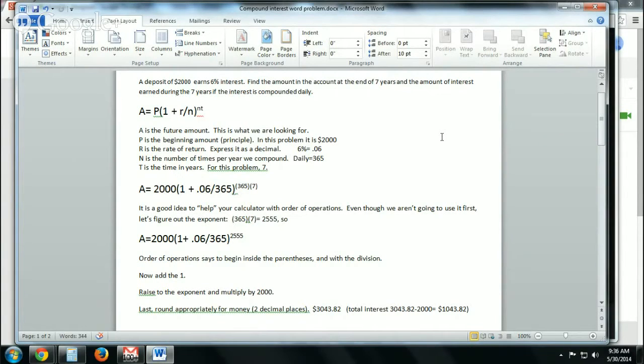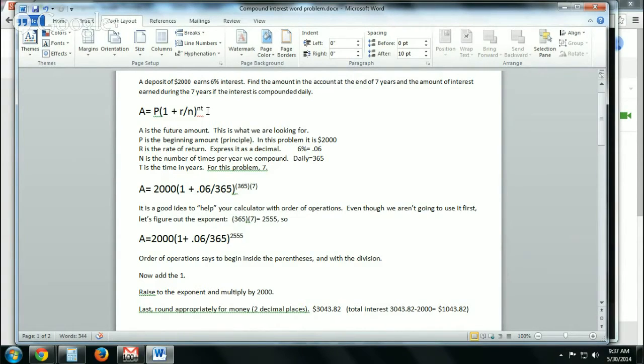Let's talk about using the calculator on the computer to figure out compound interest problems. For this particular problem, we've got a deposit of $2,000. It's going to earn 6% interest. We want to know the amount in the account at the end of 7 years, and we also want to know the amount of interest that we've earned if it is compounded daily for 7 years.